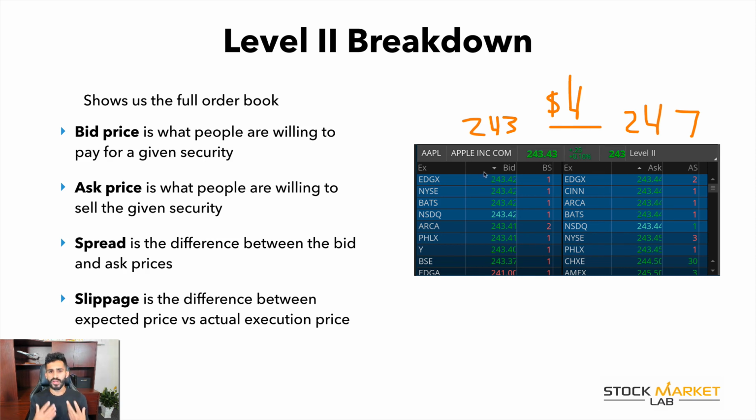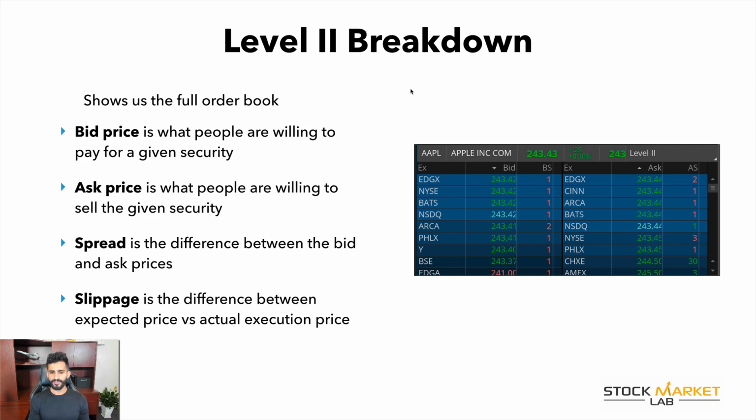Now, obviously, we don't want to trade stocks with high spreads, and we have to be very careful because remember, with market orders and limit orders, if you use a market order with stocks with high spreads, it is going to get you at the ultimate top or ultimate bottom, which is not what you want to do when you're trading. And then we have something called slippage. Slippage is the difference between the expected price versus the actual execution price.